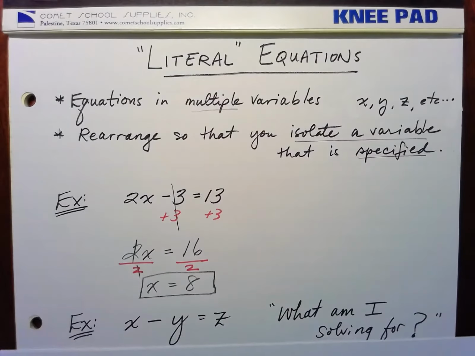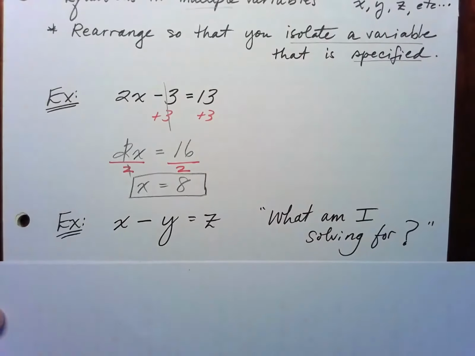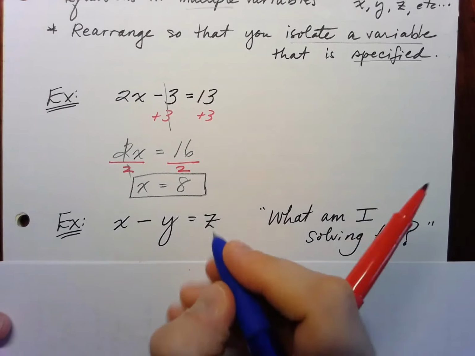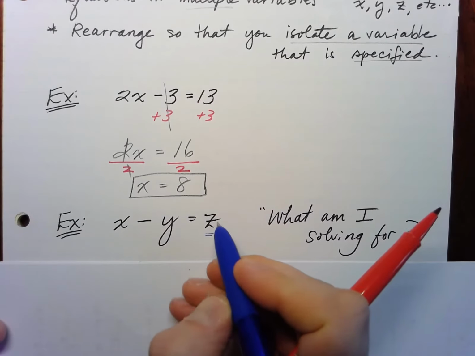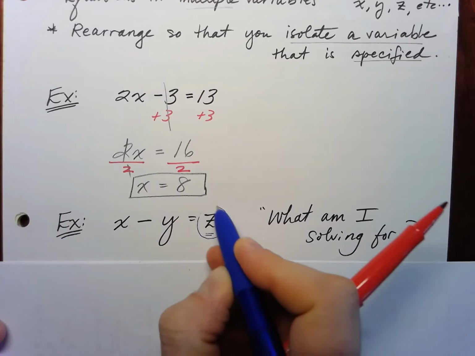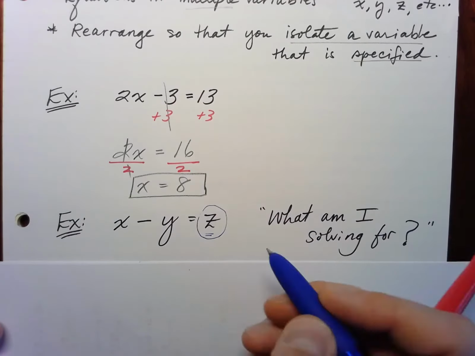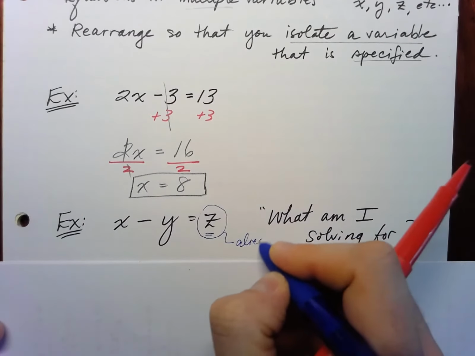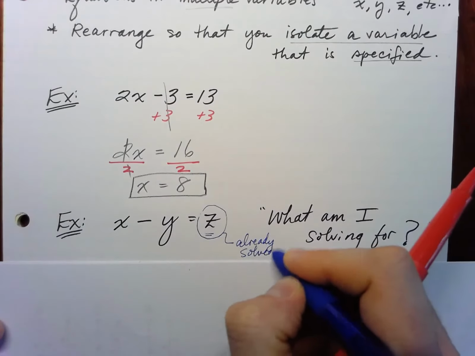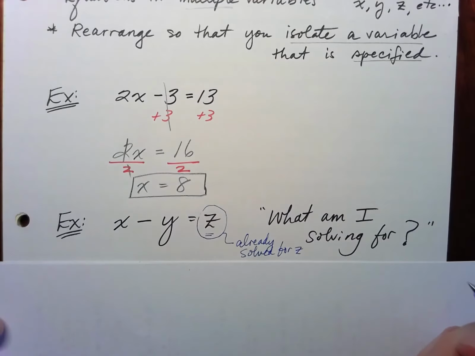So what if I look at something like x minus y equals z? Well, the first thing that you might say is, what am I solving for? I have 3 different variables. What am I solving for? Well, let me ask you this. What is this already solved for? This is already solved for z. Do you see that? This is already solved for z right here, because z is by itself on one side of the equal sign. Okay, already solved for z.